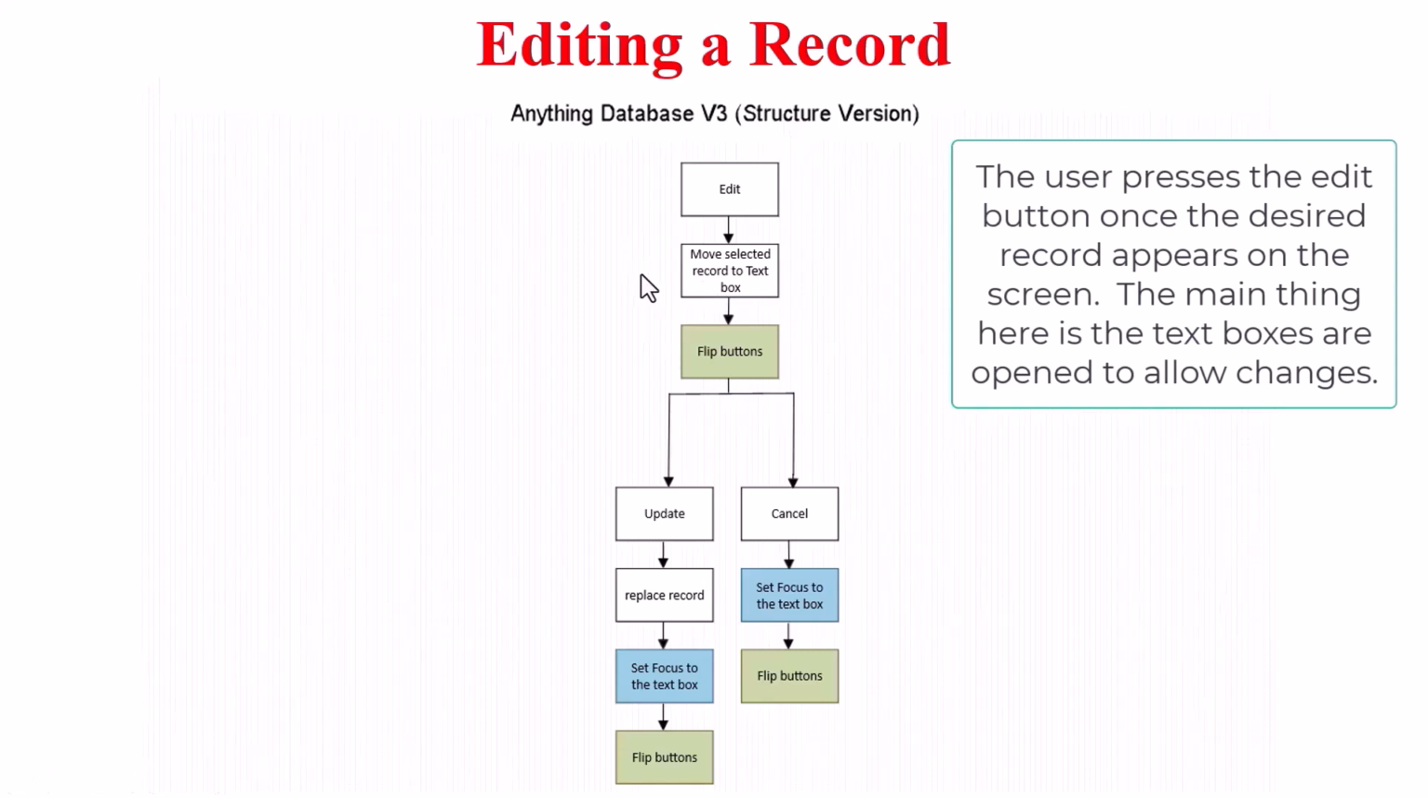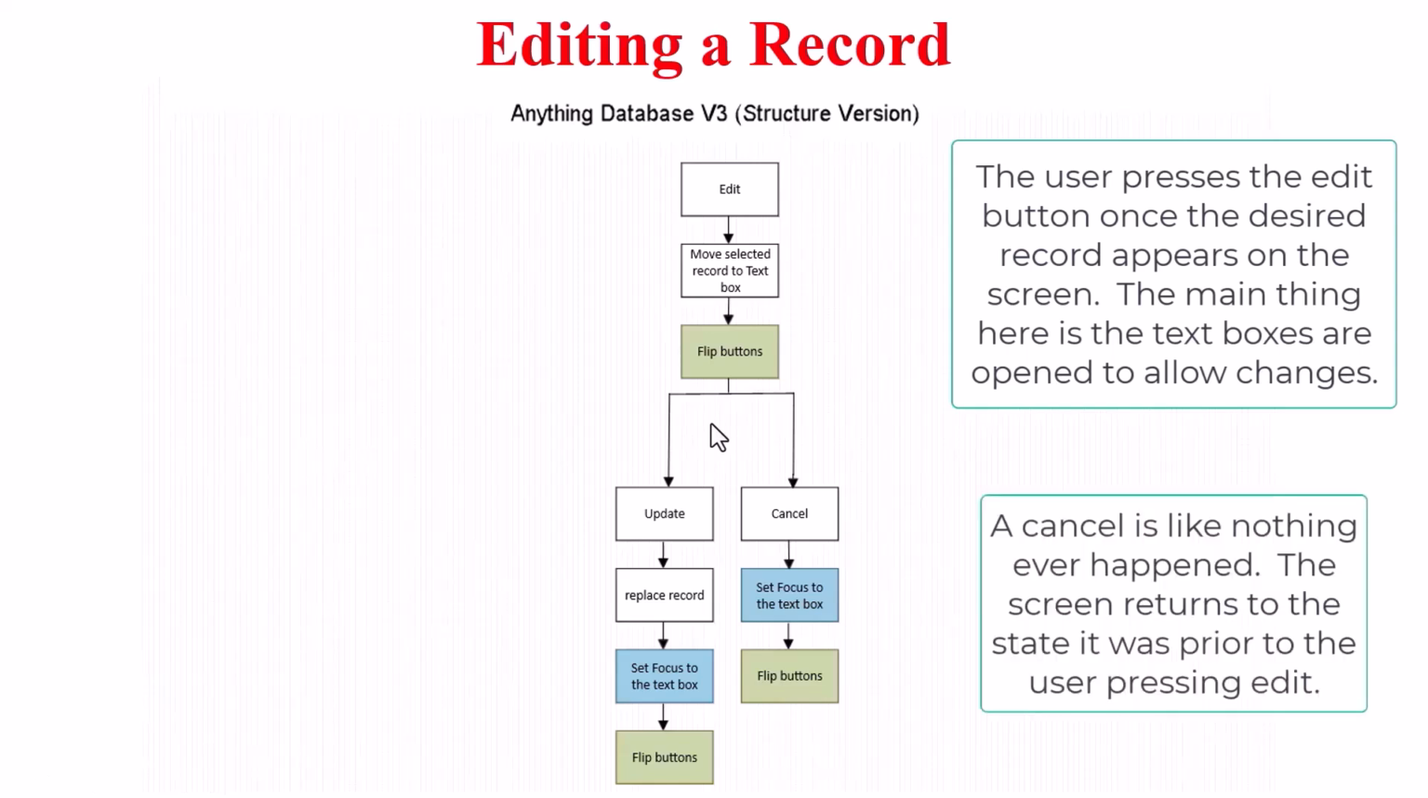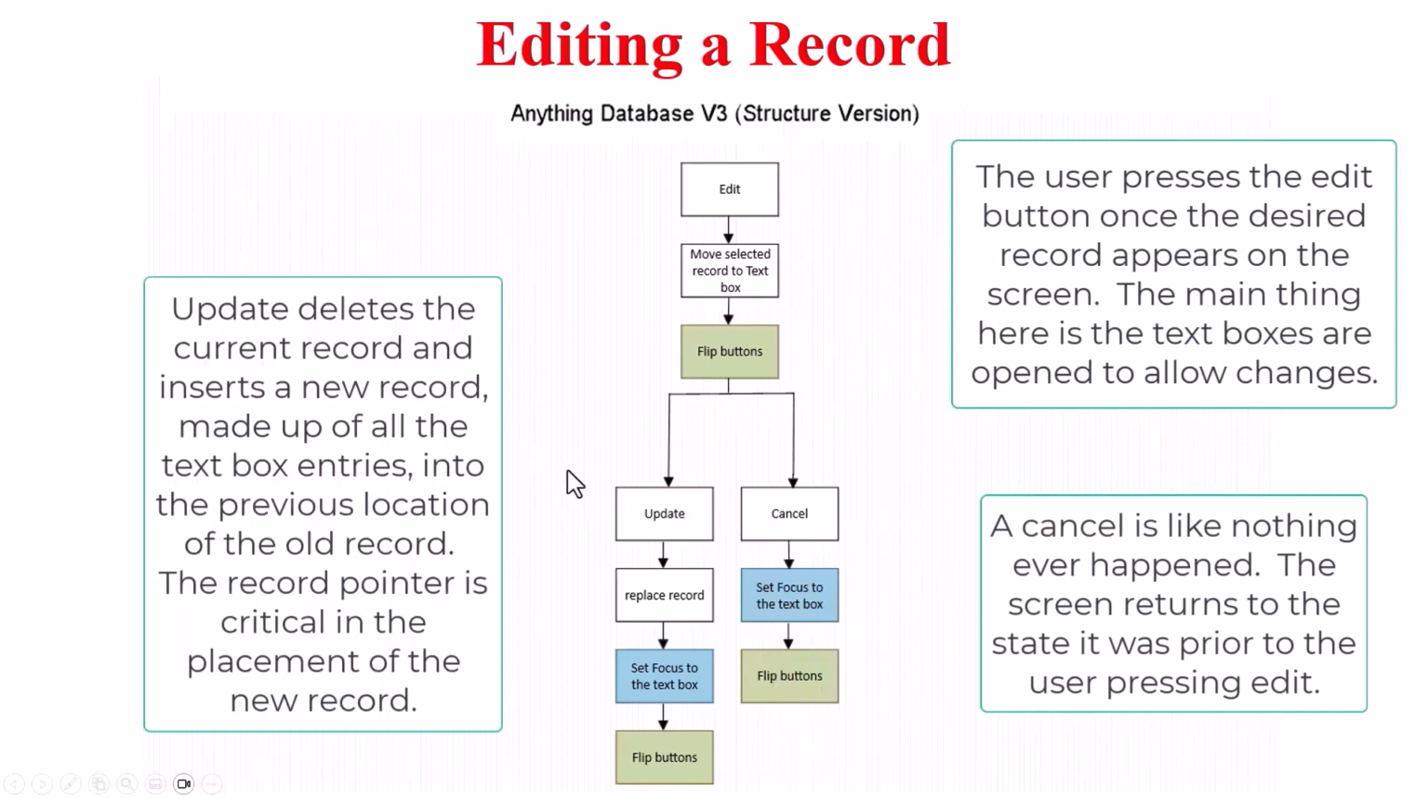Once we've got that, we flip things over and we allow the user then to make a decision. They can start to key in those areas on the text box and make changes to it. Then they can say, didn't want to do this, cancel the operation, and return everything back the way it was before I hit the edit button. The other thing we want to do is we want to update. So they say, yeah, this is exactly what I want to change. You want to replace the record.